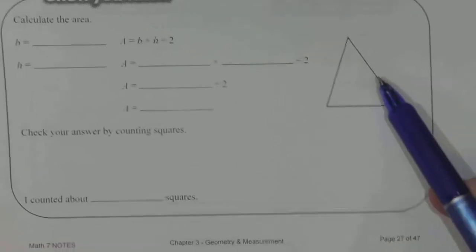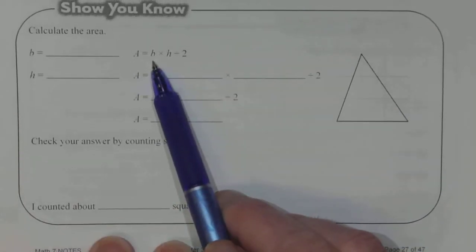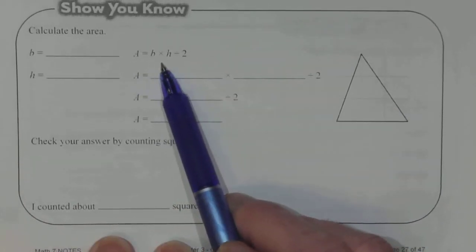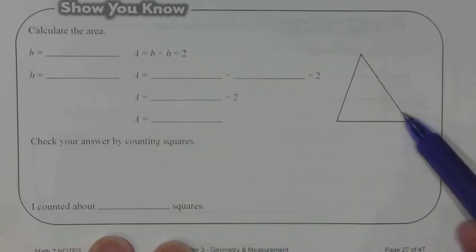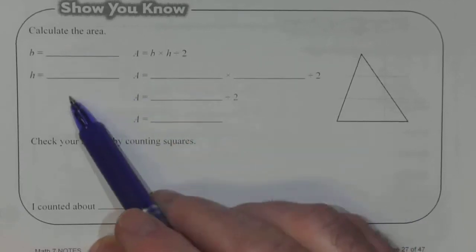Calculating the area of a triangle. So we know that our area is calculated by base times height divided by 2. So we've got a grid with a triangle on it. We need to figure out what the base and the height are.